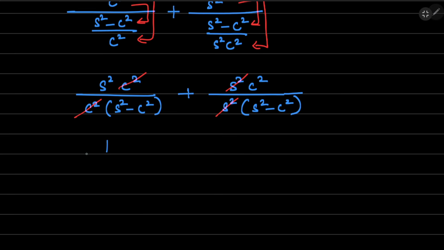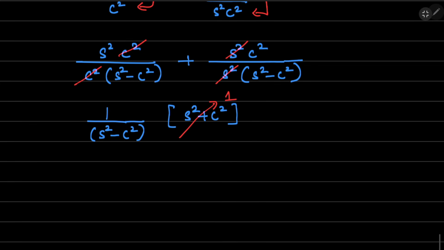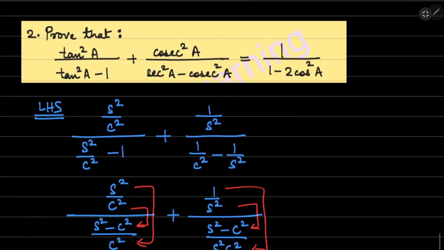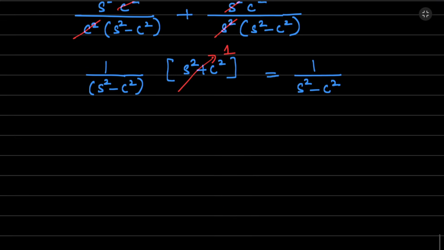So you can take 1 by sine square minus cos square common out. What will remain inside? Sine square plus cos square, which is equal to 1. So what remains is only 1 divided by sine square minus cos square. What is the RHS? You need 1 by 1 minus 2 cos square. You don't need a sine square.